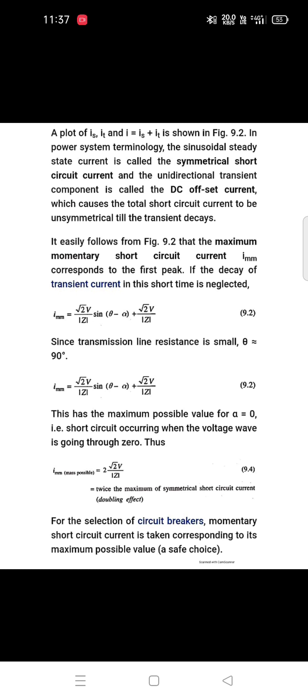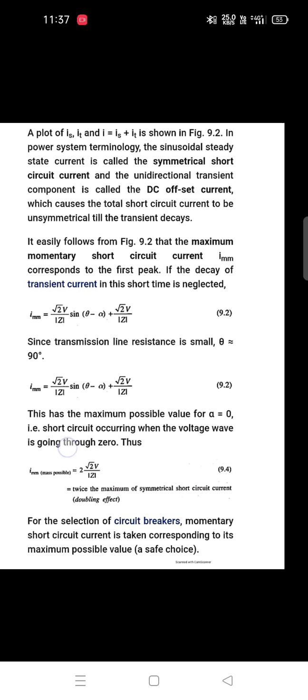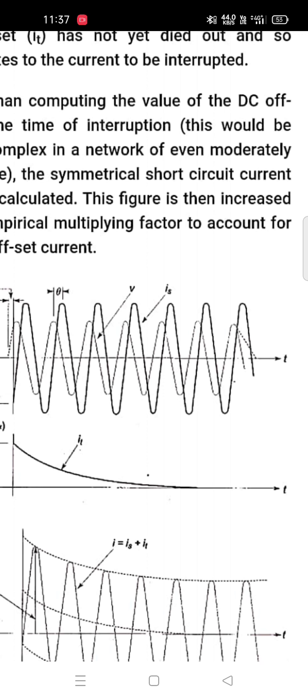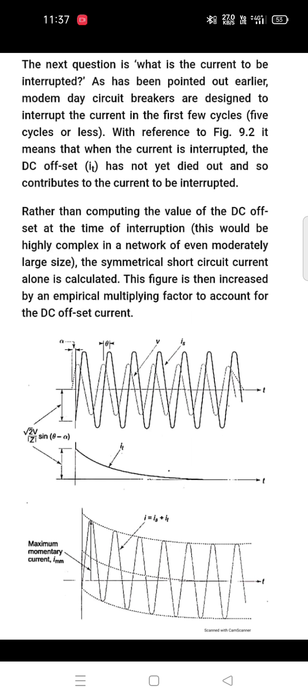Now the plot of i_s, i_t and i equal to i_s plus i_t is shown in the figure. In power system terminology, the sinusoidal steady state current is called the symmetrical short circuit current and the unidirectional transient component is called the DC offset current. So the steady state current is called the symmetrical short circuit current and the transient current component is called the DC offset current, which causes the total short circuit current to be unsymmetrical till the transient decays.